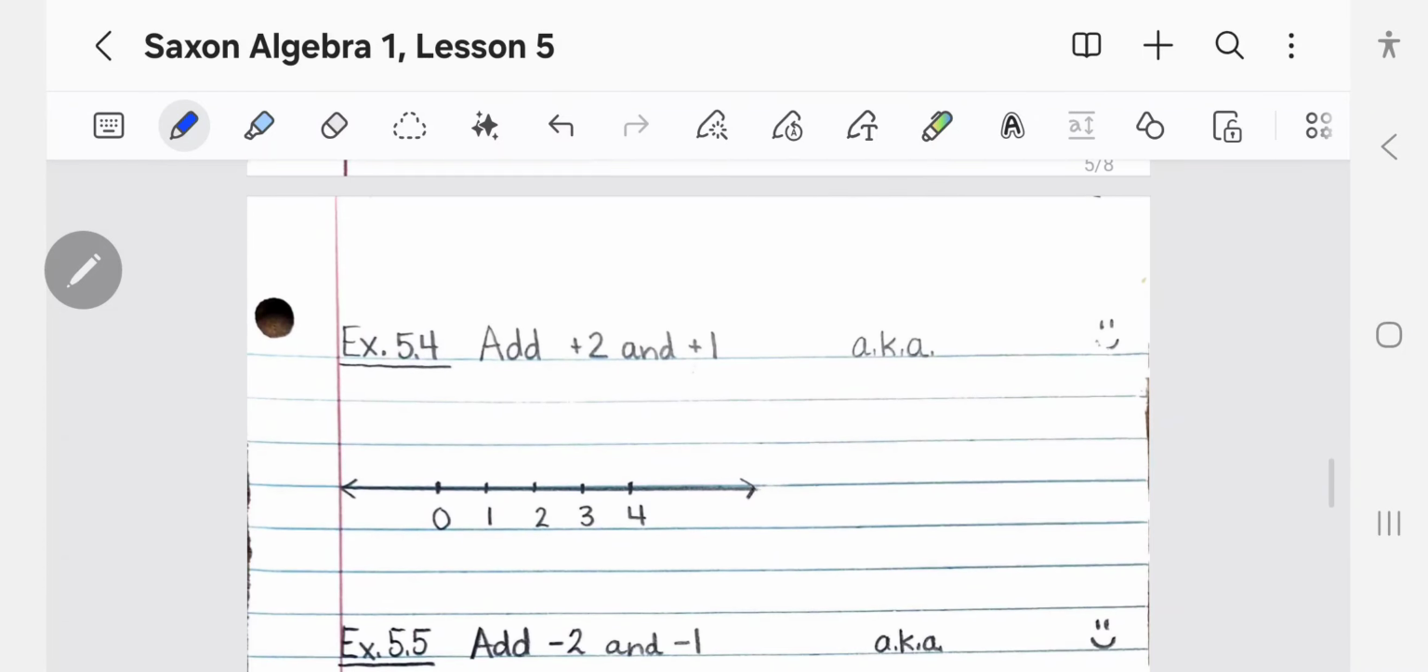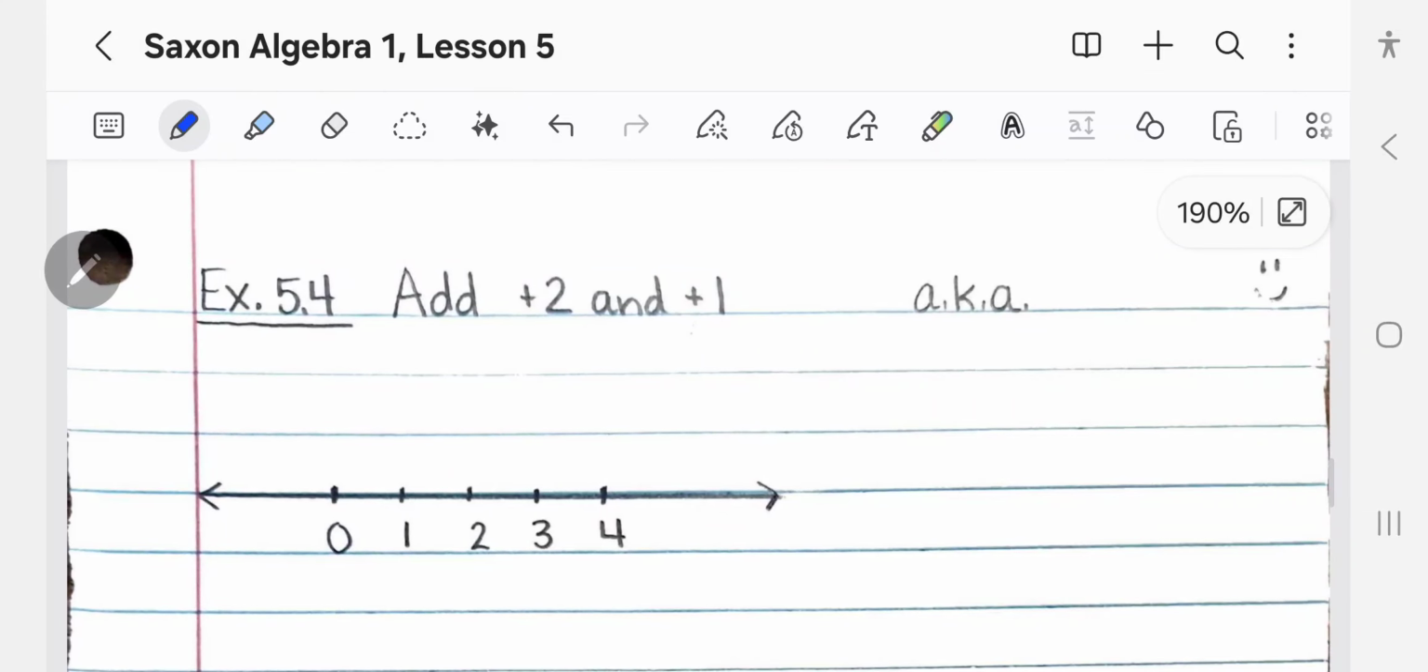All right, example 5-4. Add +2 and +1. So this is just +2 plus 1. We know that answer. But let's see if we can draw it. We always start at the origin. We're going to go in the positive direction 2. And then from there, we're going to go positive direction 1 more. And we're going to end up at 3. So our answer is 3.